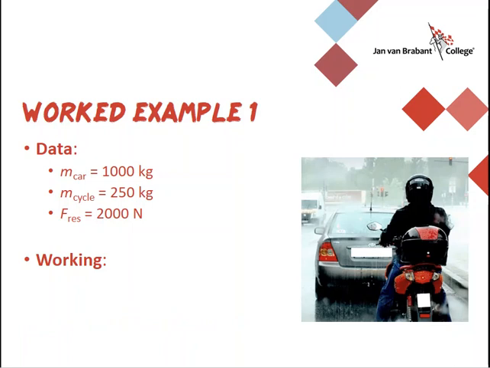Now let's do the same thing, but now for the motorcycle. Since the motorcycle's mass is smaller than the mass of the car, the motorcycle's acceleration will be different. In this case, we have to divide 2,000 by 250, which is the mass of the motorcycle. And the acceleration of the motorcycle is 8 meters per second squared. Now all the motorcyclist has to do is avoid the car. Let's have a look at another example.